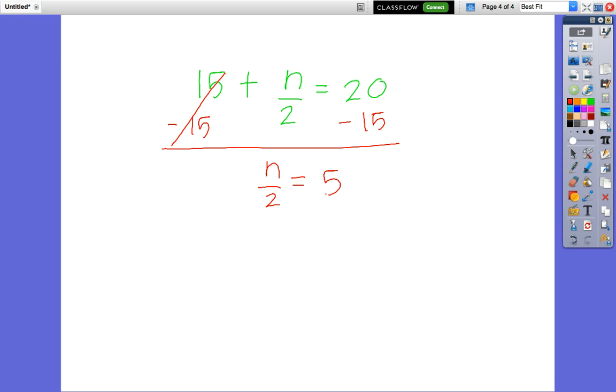Now, in fractions, that's pretty much the same as division. We've learned that. So this is like saying n divided by 2. So the opposite of division is multiplication. Okay? So when we do that, that's going to go away. And we're going to get n equals 5 times 2, which gives me 10.